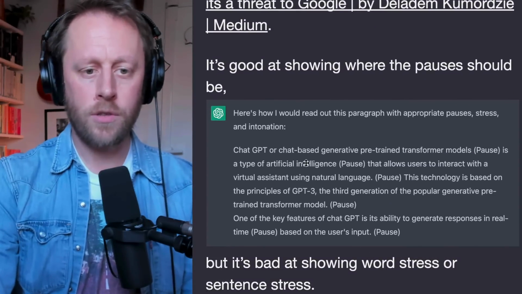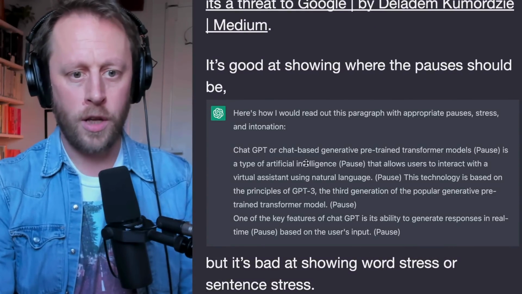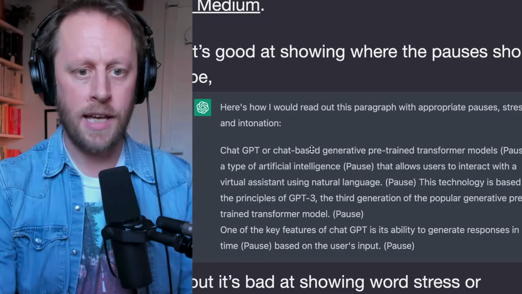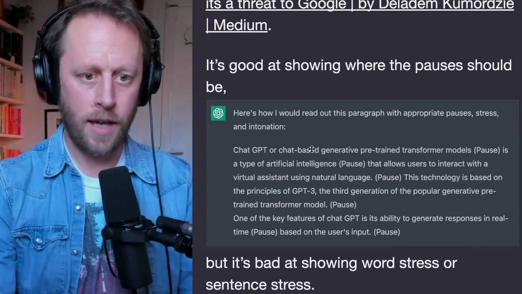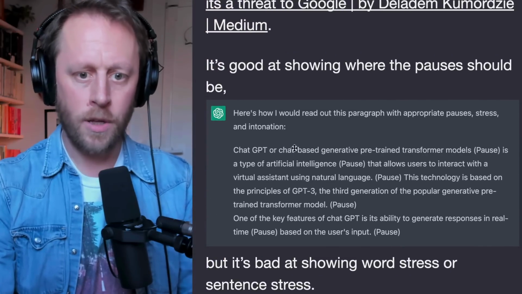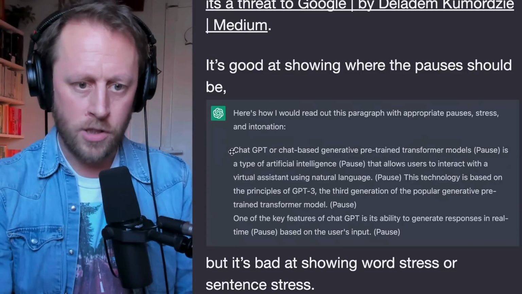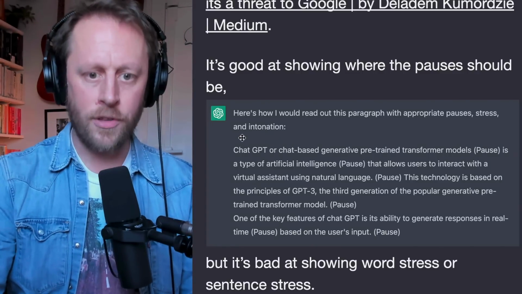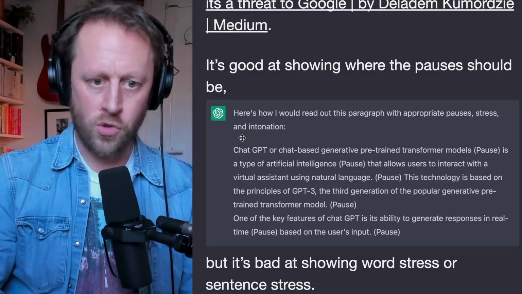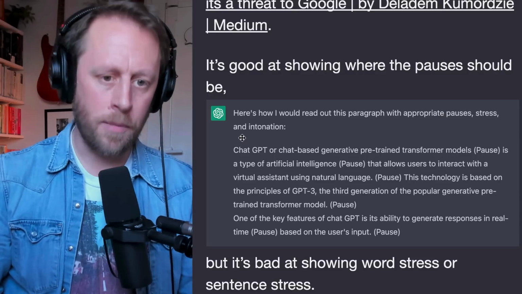And so when I asked it to do this before, we can see that ChatGPT is good at showing where the pauses should be. Okay, it's good at doing that. So it showed me this. This is the response it gave me. It said, here's how I would read out this paragraph with appropriate pauses, stress and intonation. It's good at showing the pauses.